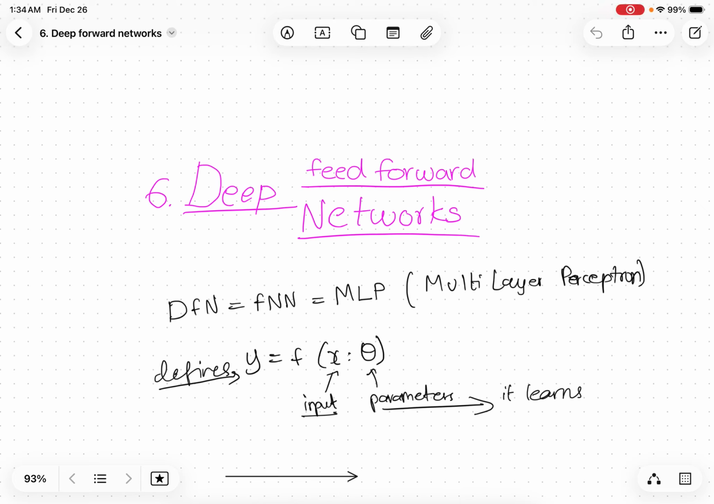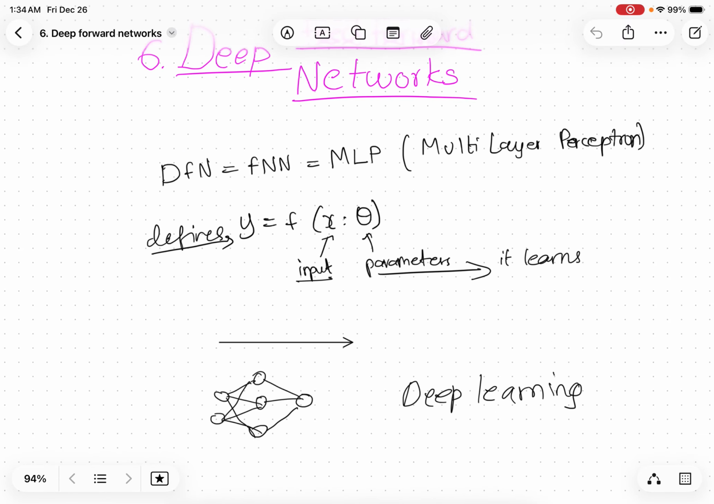So, welcome to the next chapter in the Deep Learning by Aaron Goodfellow series. This series is based on the book Deep Learning by Aaron Goodfellow, Yoshua Bengio, and Aaron Courville. This is the next chapter in the series, Deep Feedforward Networks, and let's just get right into it.